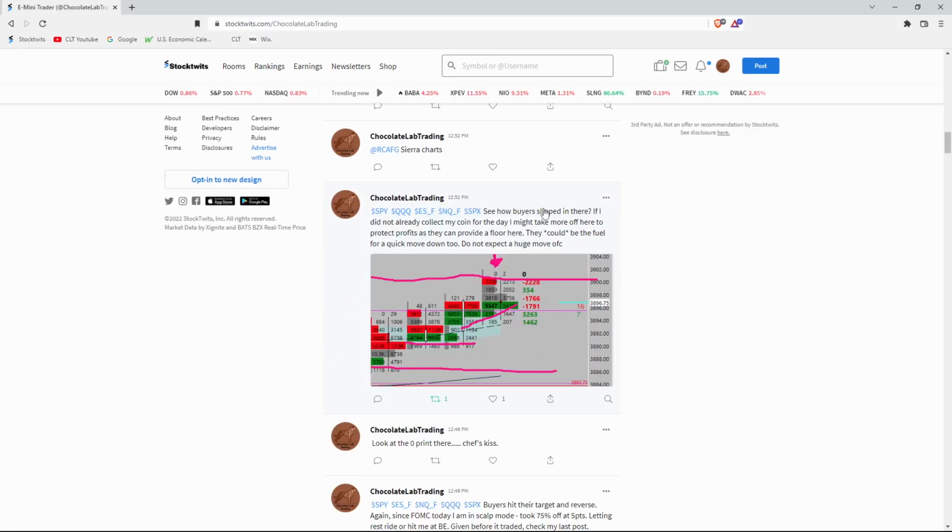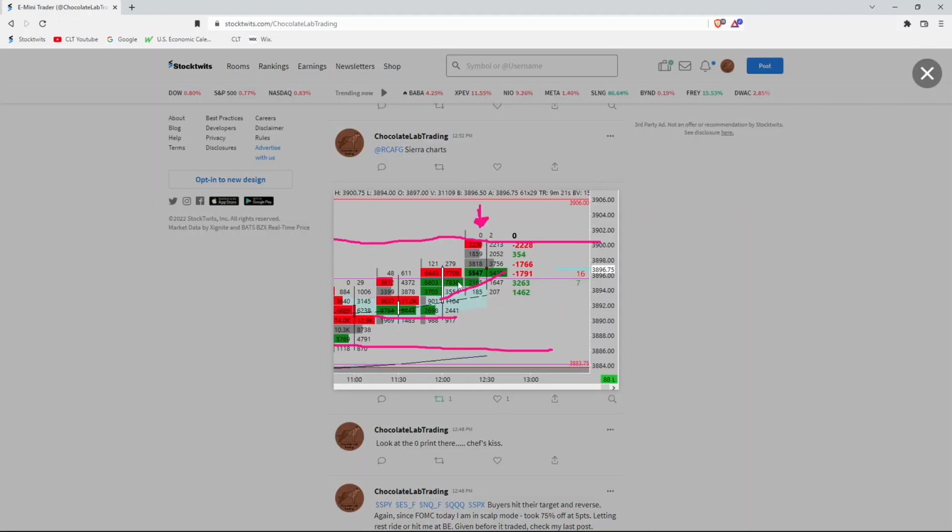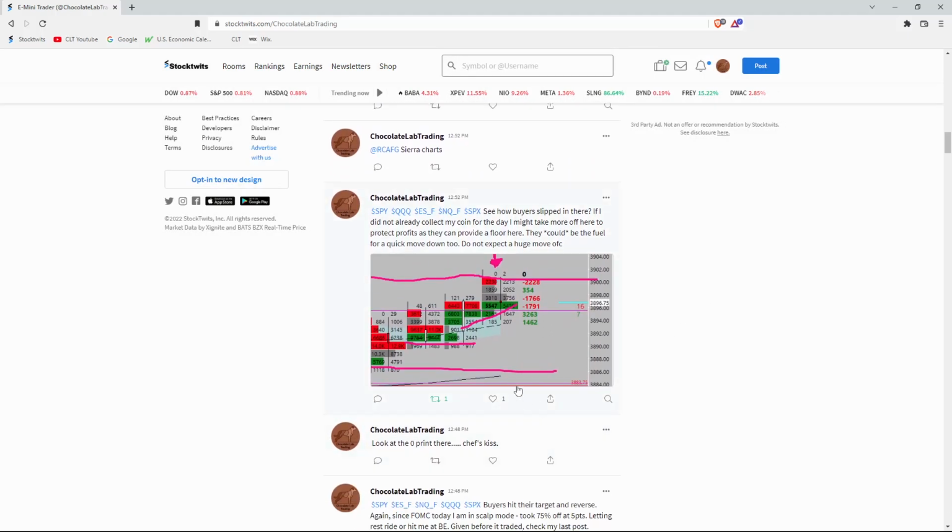Oh, I forgot. I said they could be the fuel for a quick move down too, because there are so many of them. So if we pull below, we'll run their stops.